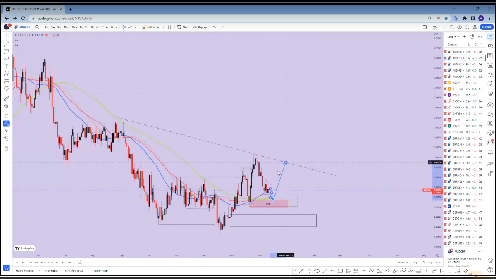So there was no real break of structure here. So I think that other block might not work. The one here might not work. But let's just see how this plays out. So this is my trade of the week. AUDCHF, we're looking for a buy. Is this clear?